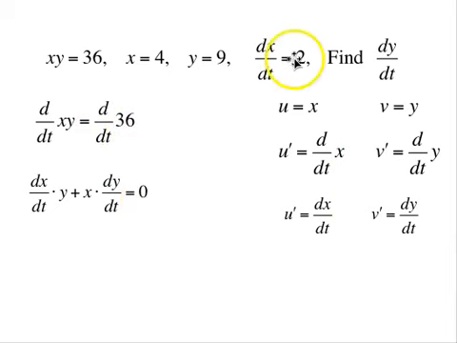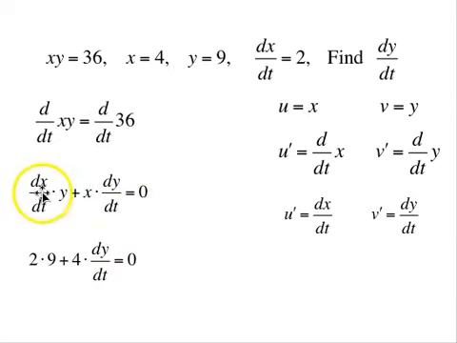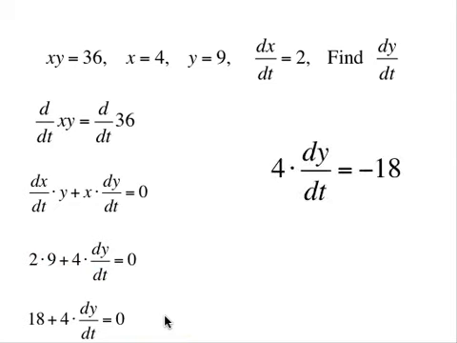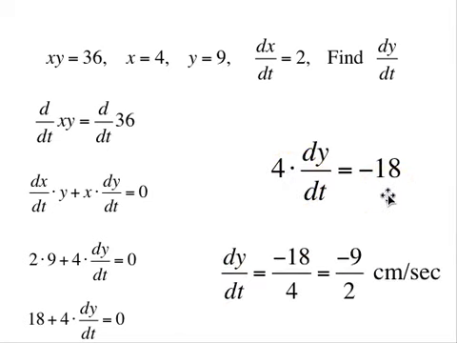Now we know dx/dt is 2, we know y is 9, we know x is 4, and we want to solve for dy/dt. So making that substitution, again dx/dt is 2, y is 9, x is 4. 2 times 9 is 18, 18 plus 4 dy/dt is 0. Subtract 18 from both sides. So therefore 4 dy/dt is negative 18, and divide by 4. dy/dt is negative 18 over 4, or negative 9 over 2.